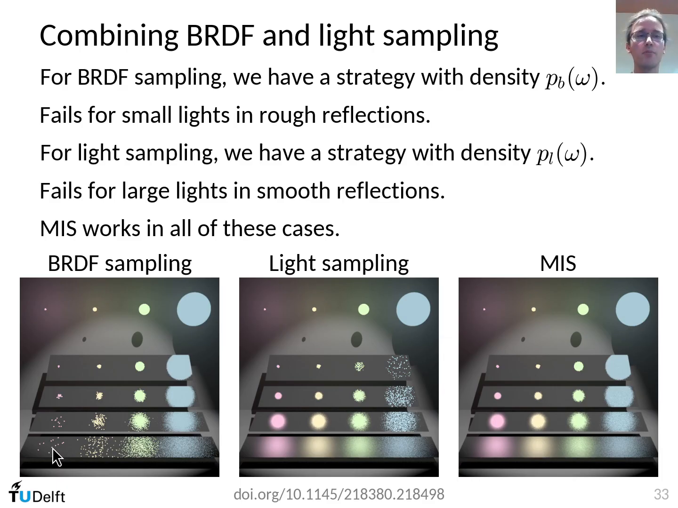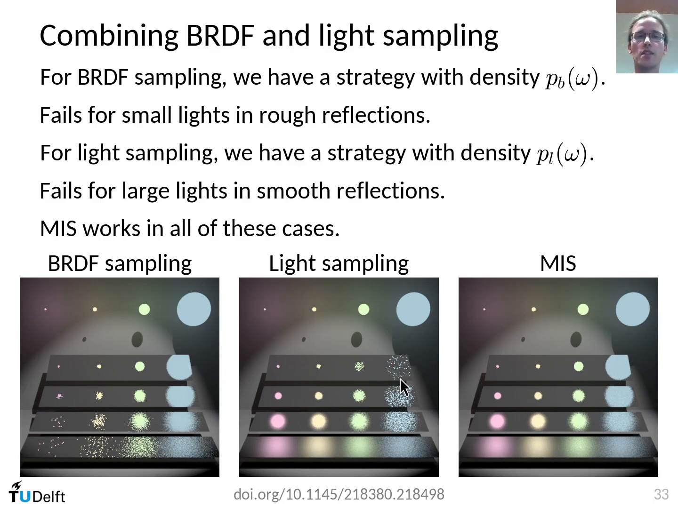With BRDF sampling, we have an issue when we have a very rough surface and a small light source, because our specular lobe is quite wide, so we have a lot of random variation in our generated direction vectors here, and then the probability that they hit this small light source is quite small, so we get noise.